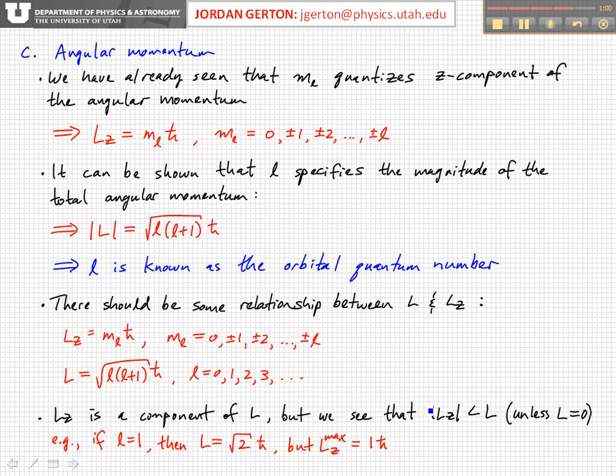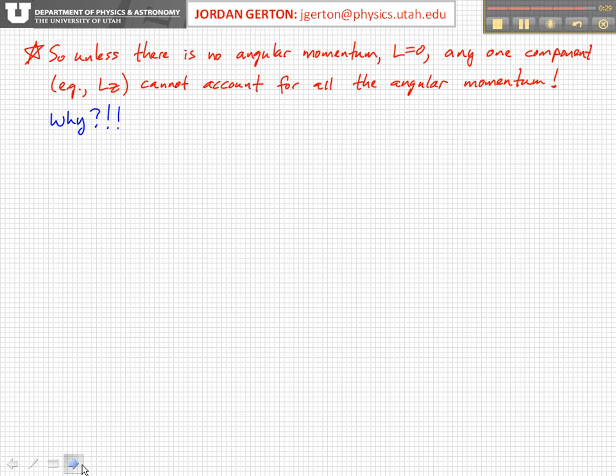So for example, if l equals 1, then the square root of l times l plus 1 is just root 2. So the magnitude of the orbital angular momentum would be root 2 times h bar. But the maximum value for the z component of the angular momentum is only 1 h bar. So the maximum value of the projection, L sub z, is smaller than the total angular momentum. And this is interesting. Unless there is no angular momentum at all, any one component, for example the z component, cannot account for all the angular momentum.